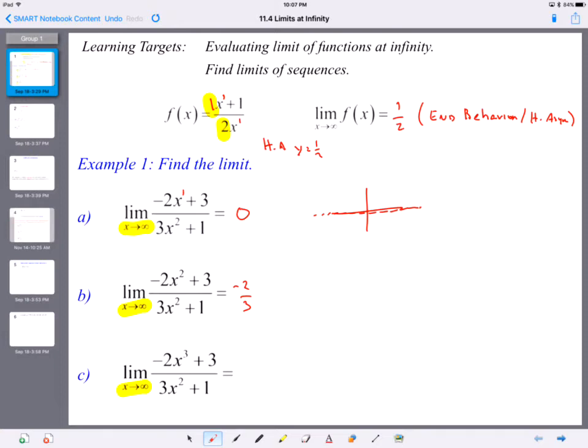Alright, and then on this last one, the degree is larger on top than it is on bottom, so we don't have a horizontal asymptote. Well, if we don't have a horizontal asymptote, then as x gets really large, we can graph this and find out, but it's going to be shooting off to infinity of some sort. So as x gets really big, what's going on? Well, it's going to infinity, so this one does not exist. It doesn't exist because the limit approaches infinity.